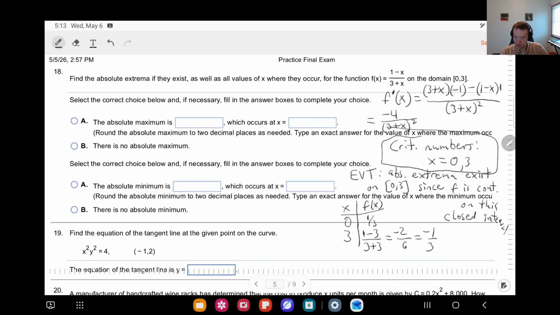So just to fill this in, notice that we have specific instructions to round to 2 decimal places. So they don't want us to give the fraction 1/3. The absolute maximum will round to 0.33, which occurs at x equals 0. And the absolute minimum, that's the low one, is at -1/3 or -0.33, which occurs when x is 3. And yeah, we would have to fill in both of those A's there.